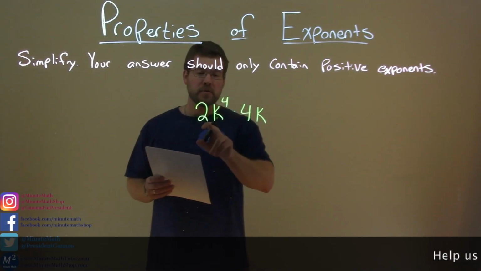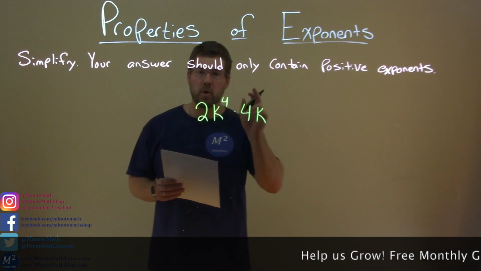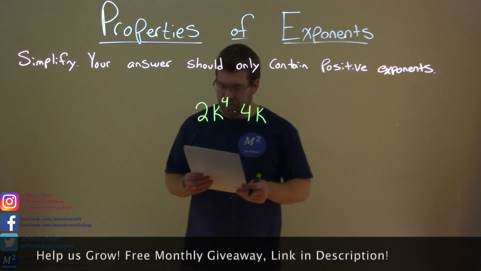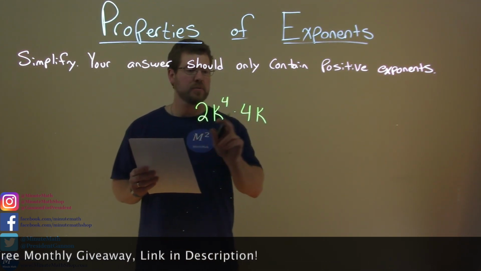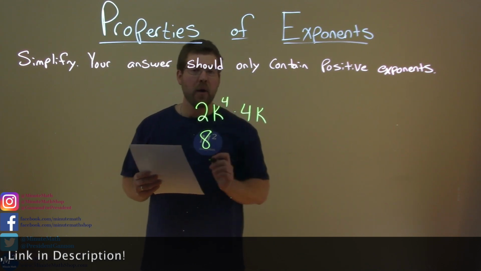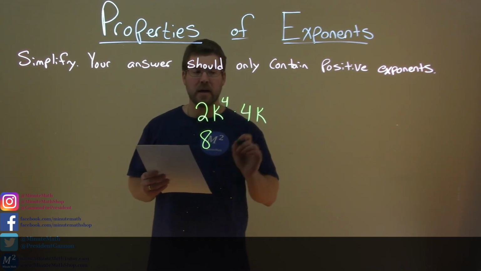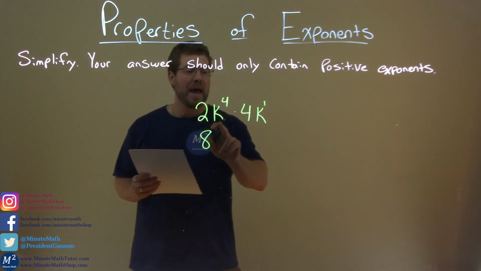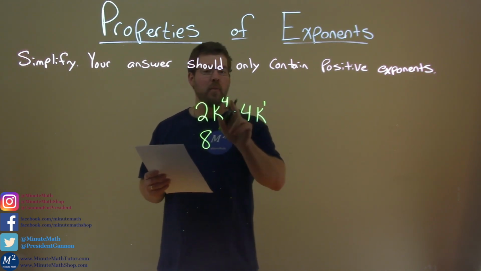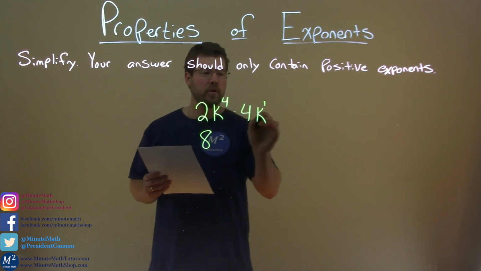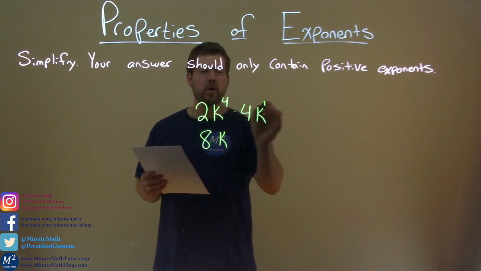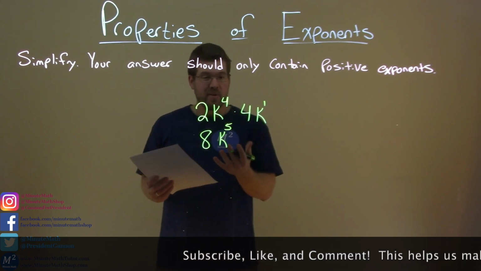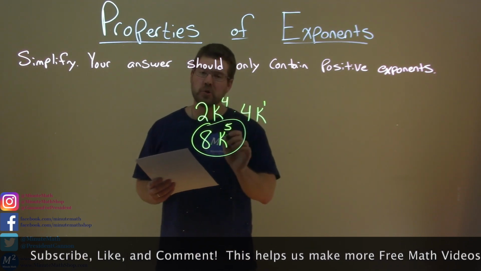We need to simplify 2k to the fourth power times 4k. First thing I'm looking at are my coefficients, 2 and 4. Multiply them together first, and 2 times 4 is 8. We now have our variables, k to the fourth power times k to the, what's there? First power. So when we have the same base and they're being multiplied, we add the exponents. So k to the fourth times k to the first is k to the 4 plus 1, which is 5. So we have k to the fifth power here, bringing together our final answer, 8k to the fifth power.